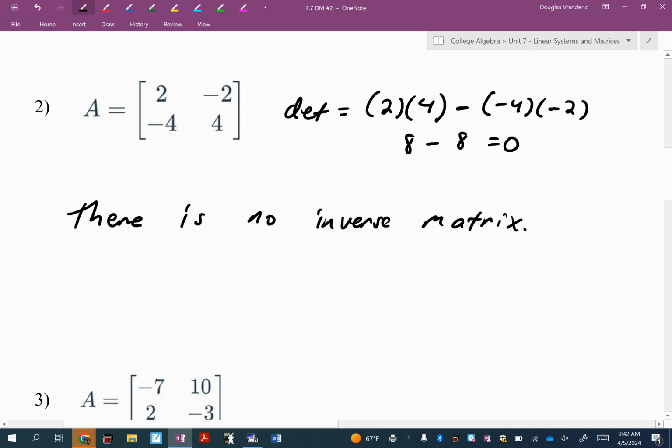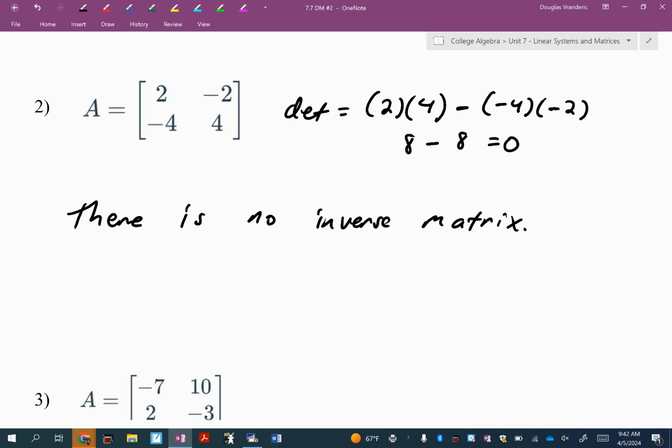Now on Delta Math, it'll give you a little dialog box that's going to default to say there is an inverse matrix. You're going to have to click that dialog box and the next one down, which says there is no inverse matrix.